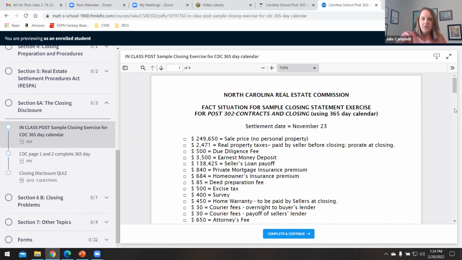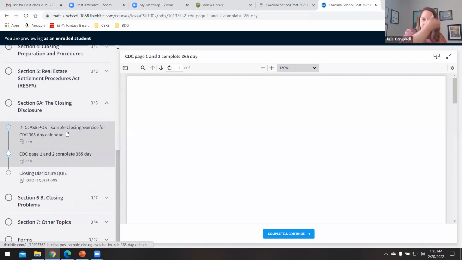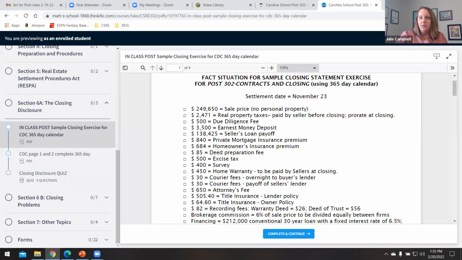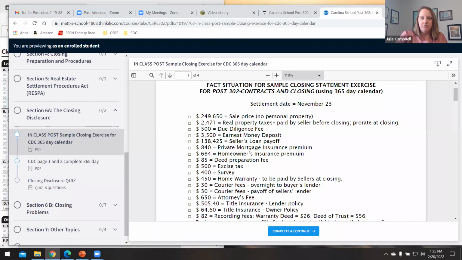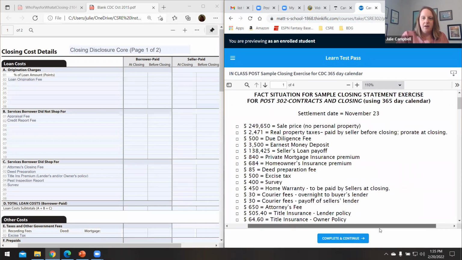So this is the one that we're going to do in class together. The solutions for this one, it's already worked out. So if you want to see a completed one this week when you're looking, you have that here. And of course, you'll have any notes that you take right now. So, can everybody see this okay? I have my closing disclosure on the left and then the problem that we're going to work on the right.